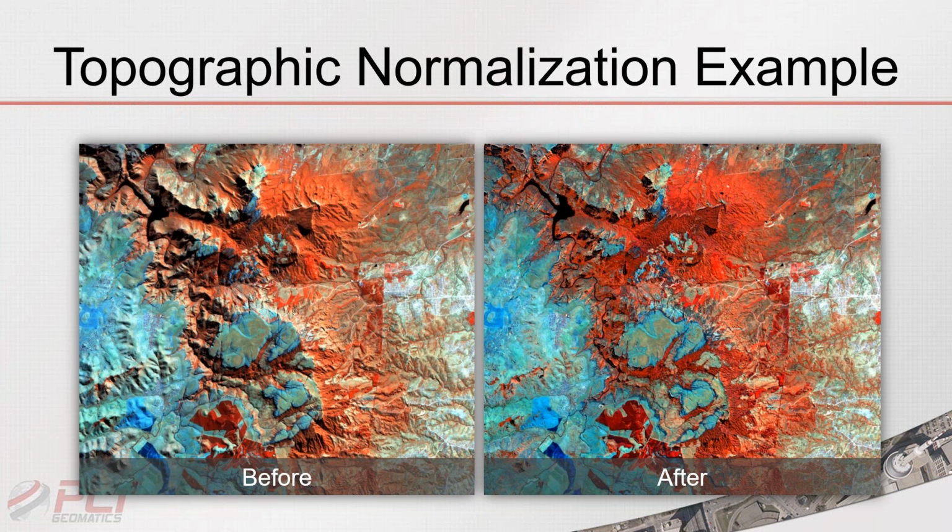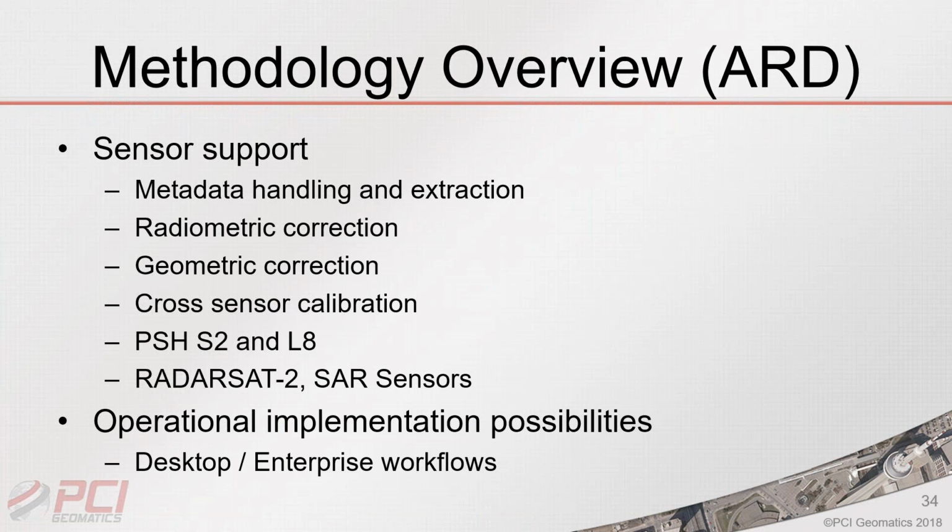In terms of the methodology, we just want to point out some things. In PCI, we have very good metadata handling and information extraction, radiometric correction, geometric correction, cross-sensor calibration. We can pan sharpen the Sentinel-2, as you saw, also the Landsat 8, and preserve that spectral information quality. And the other thing I want to mention, I don't have too many visuals today, but PCI is very strong when it comes to synthetic aperture radar, or SAR, image analysis.